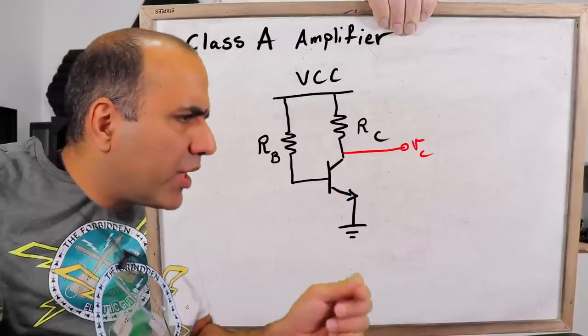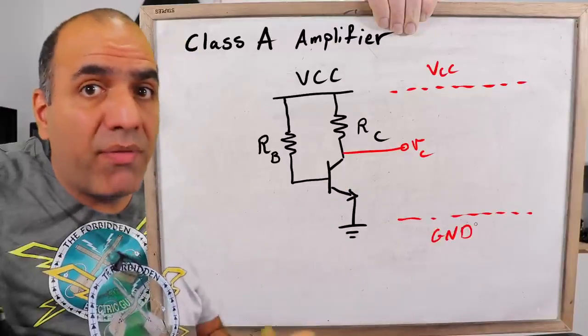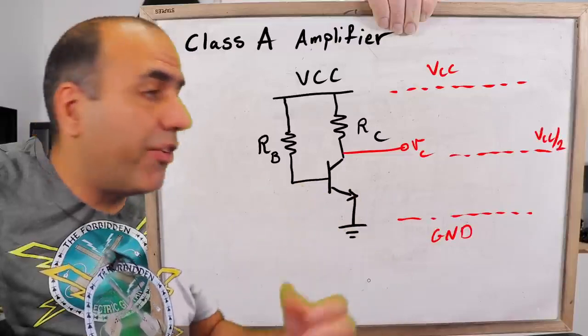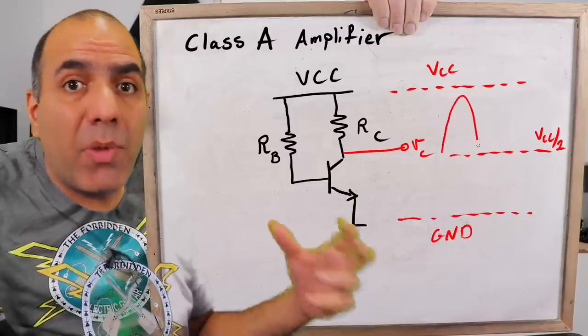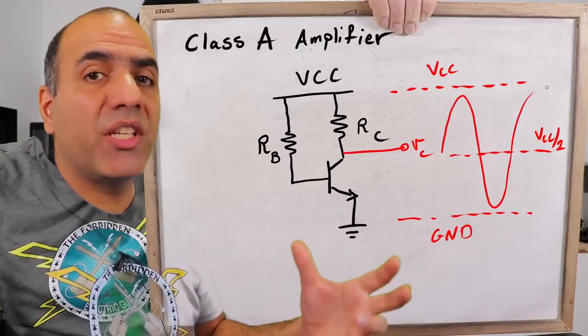Starting from collector voltage, the best voltage for an amplifier is right in the middle of the supply rails. That way we get the maximum AC voltage swing without distorting the signal.